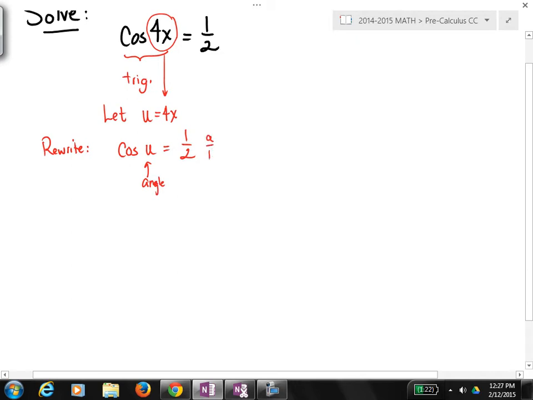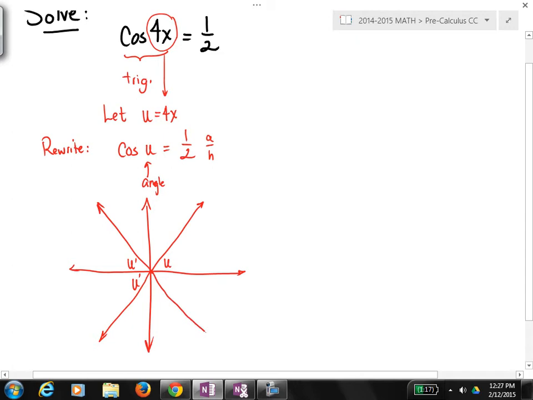Cosine is adjacent over hypotenuse, and those are labels for a right triangle. So let's go ahead and come up with the possible locations for this angle. And notice how this time it's not x, it's u. So u is here, u prime for the reference angle over here, that looks like a W, and another angle over here.